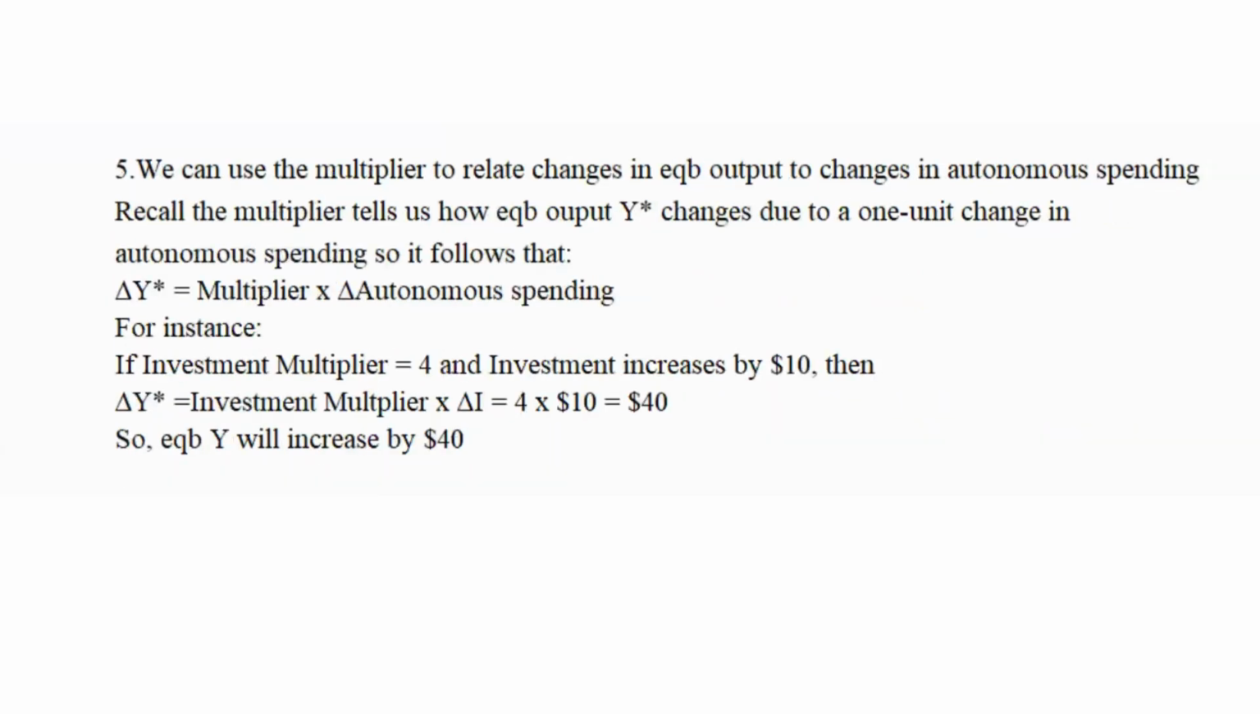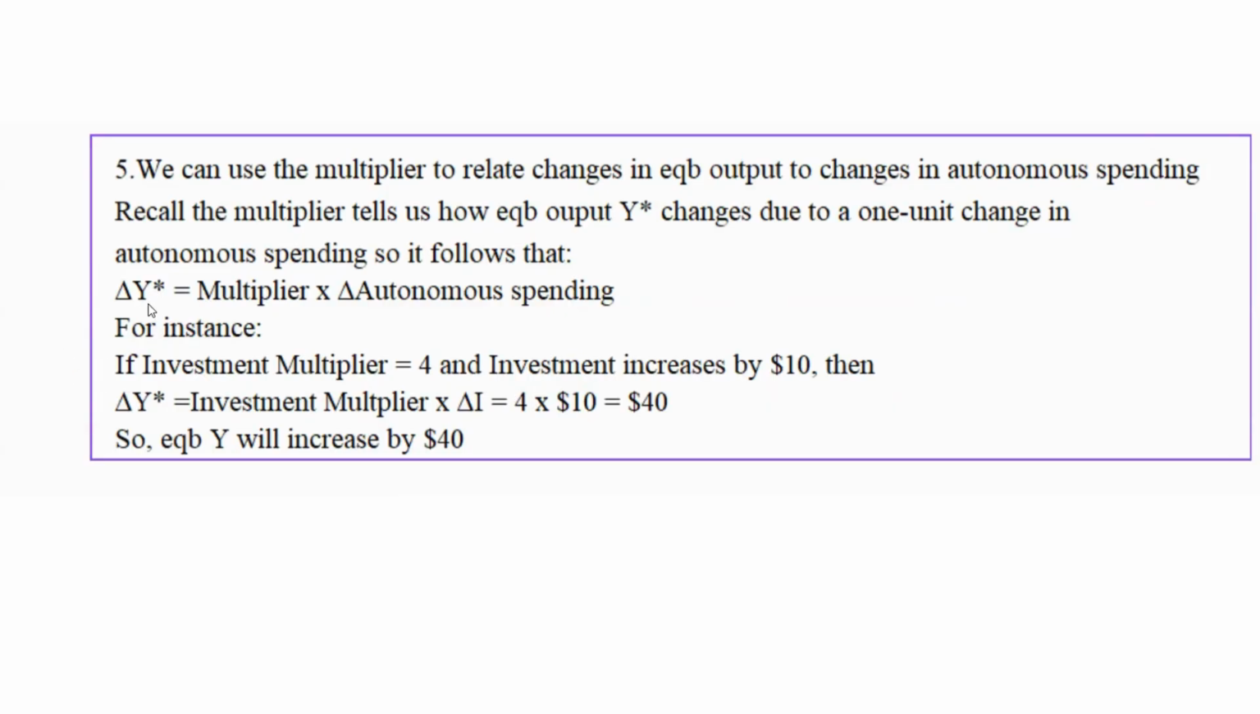So the last feature that we want to look at is how we can use the multiplier to relate changes in equilibrium output to changes in autonomous spending. So recall the multiplier tells us how equilibrium output changes due to a 1 unit change in autonomous spending. So we can say the change in equilibrium output is equal to the multiplier times the change in autonomous spending, right? So for instance, if the investment multiplier is 4, what does this tell us? This tells us that equilibrium output increases by 4 units if investment increases by 1 unit.